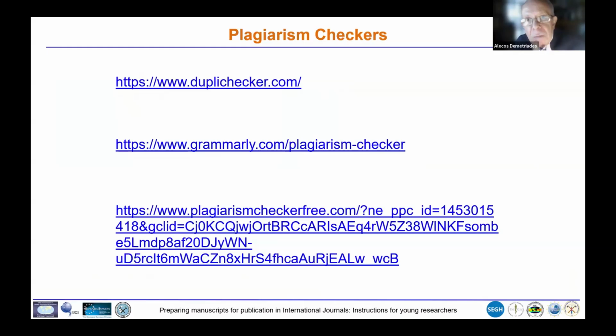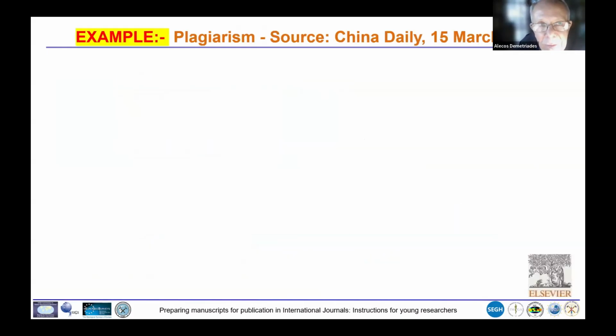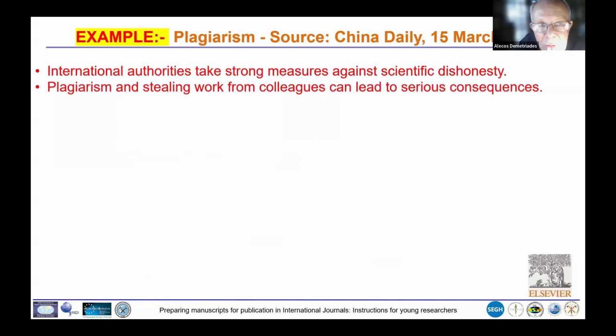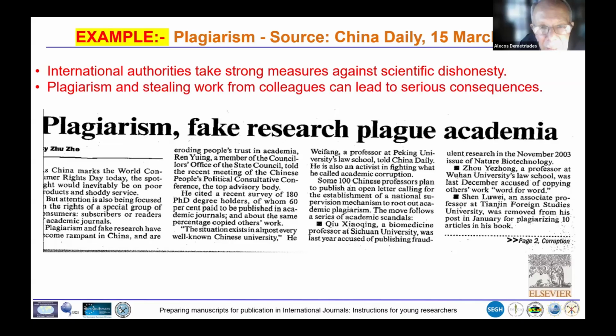Here you can check plagiarism checkers for your paper. I hope that you don't need it. An example of plagiarism was in a Chinese paper published in it. International authorities take strong measures against scientific dishonesty. Plagiarism and stealing work from authorities can lead to serious consequences. And here we have the paper that was published by Jung Yong-son, a professor at Wang University Law School. And of course, as you can appreciate, his name was made public.